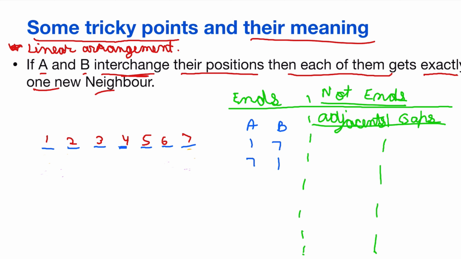So if thinking of adjacent, let's see all the positions that are available if they are placed adjacent. If I place A and B at 2 and 3, these are adjacent to each other. Right now A's neighbor is 1 and B's neighbor is 4, right? But if I switch it up and now I put B here and A here, now A's neighbor is 4 and B's neighbor is 1. Great. This means that 2 and 3 is possible.